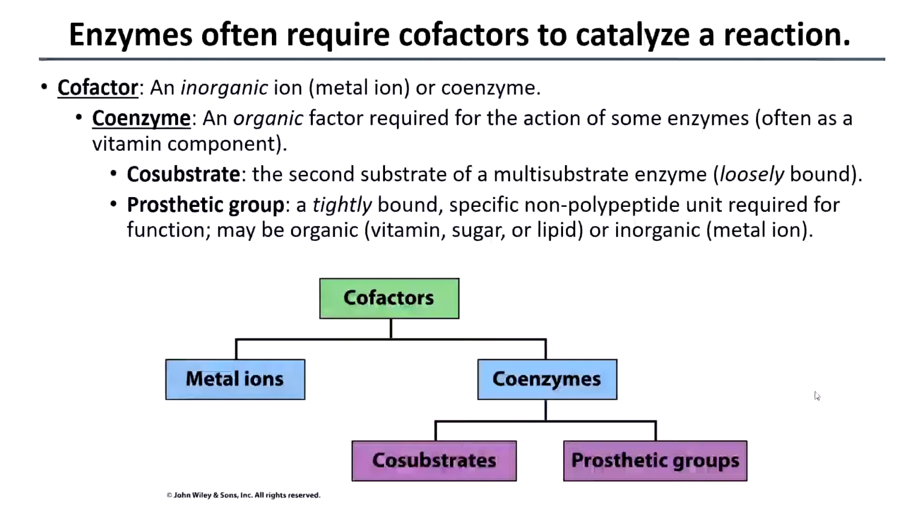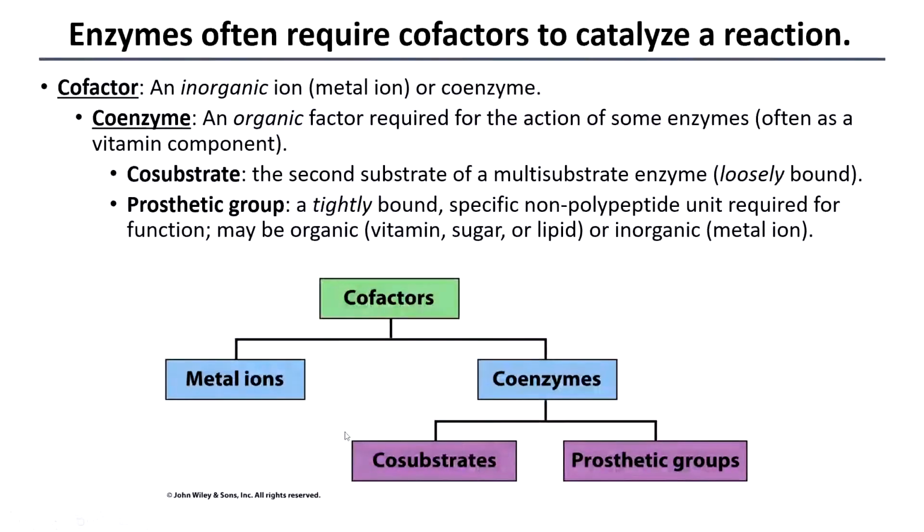In order to function properly and to orient their substrate in the active site so that the fit is good and that groups are arranged to help the reaction proceed, enzymes often require cofactors to catalyze that reaction. Cofactors are some type of inorganic ion, like a metal ion, or maybe something else more biological like a vitamin, a sugar, or a lipid that is bound to an enzyme that helps the enzyme catalyze a reaction. Without its cofactor, the enzyme is not functioning.